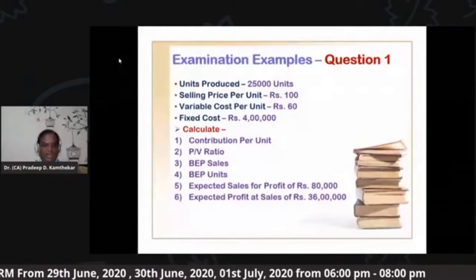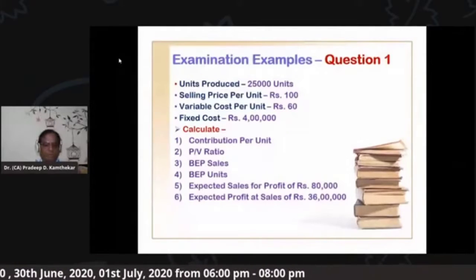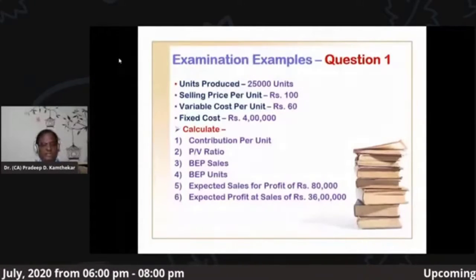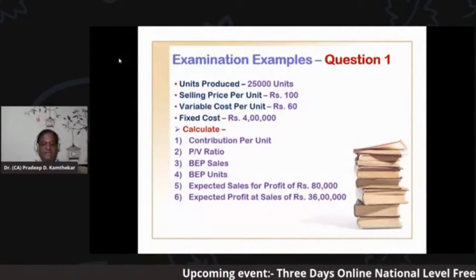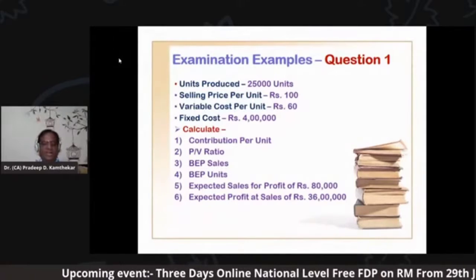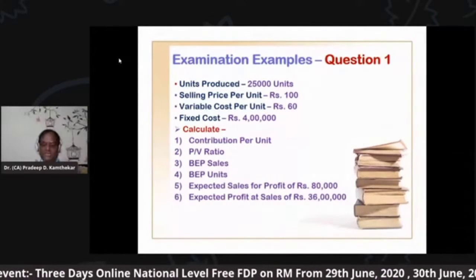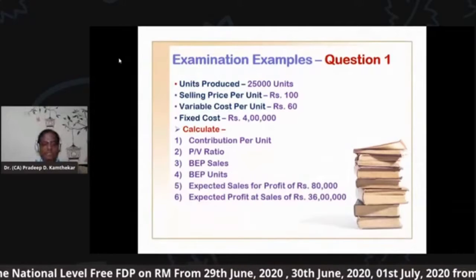Fixed cost is given, and you are asked to calculate contribution per unit, PV ratio, break-even point sales in terms of rupees, break-even point units, expected sales to have a profit of 80,000, and expected profit when the sales will be 36 lakhs. Let us see the solution.